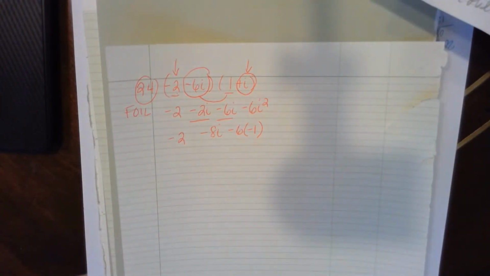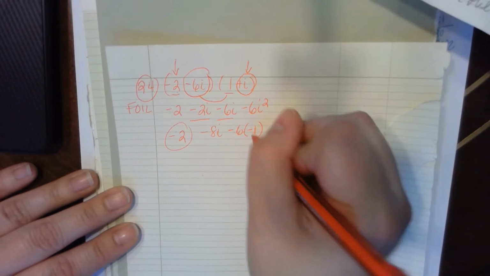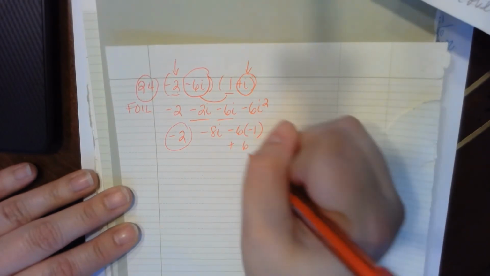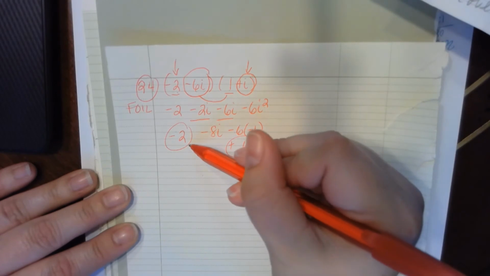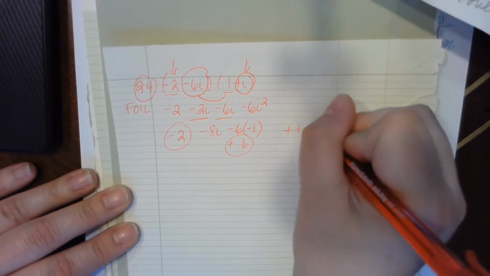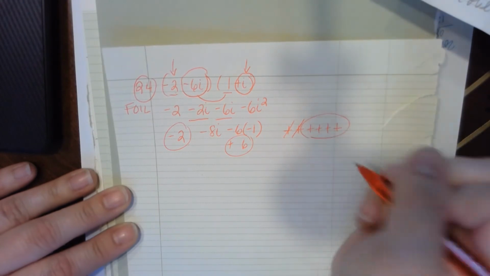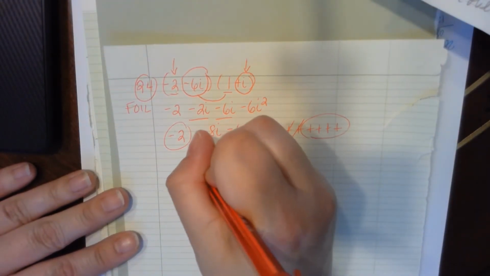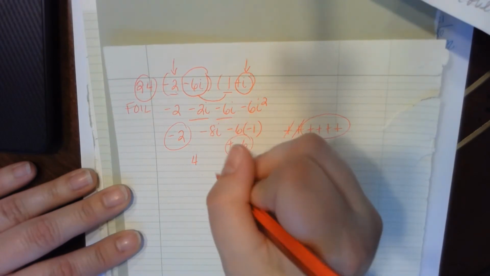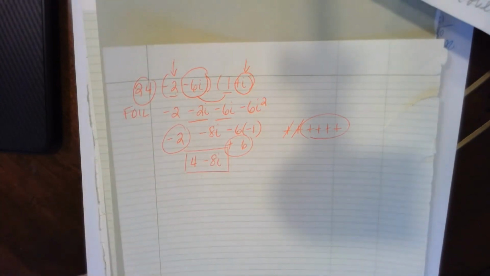Okay, now at this point, we're ready to start combining some more numbers. So I've got a negative 2, and negative 6 times negative 1 gives me a positive 6. So positive 6, negative 2, so I've got 2 negatives, and I have 6 positives, so there's 1, 2, 3, 4, 5, 6. So these 2 cancel out, and all that's left are the 4. So I've got a positive 4, and then I'm left with negative 8i. Okay, there's your answer. That's number 24.